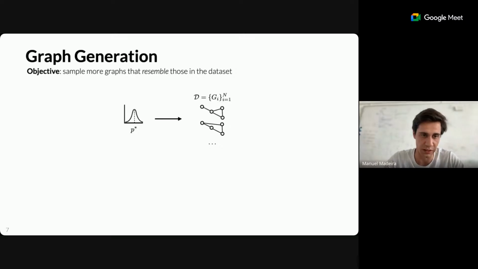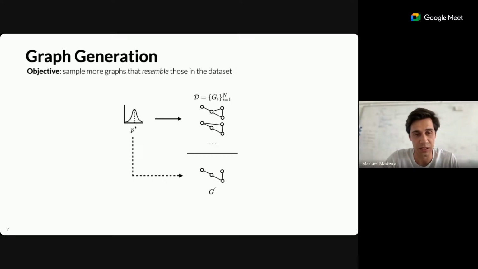We want to sample more graphs that resemble those in our data set. What I mean is that we have an underlying probability distribution from which we assume that the graphs in our data set were sampled, and we want to sample more graphs from there. But the problem is that this probability distribution is unknown, making this problem non-trivial to solve.